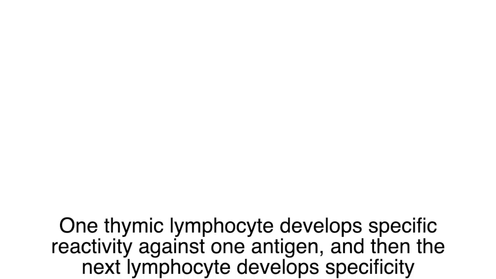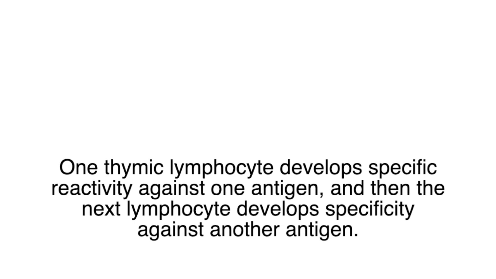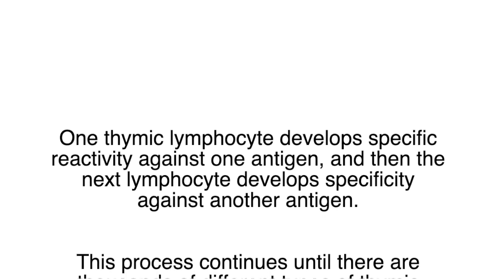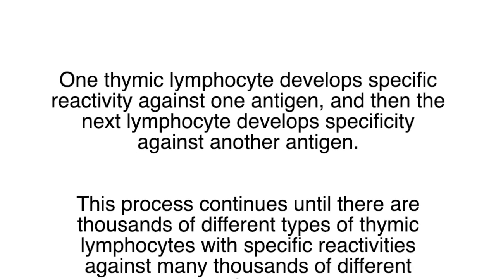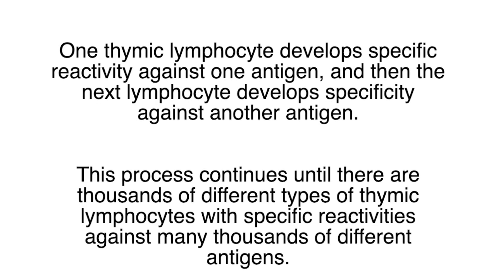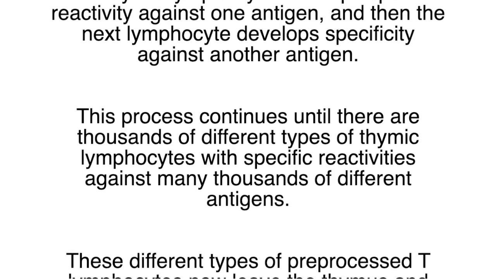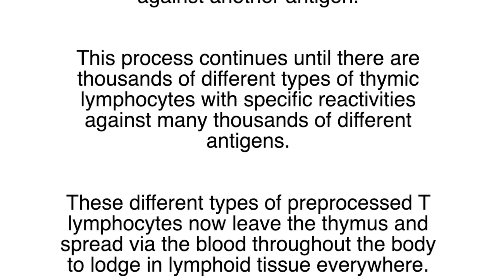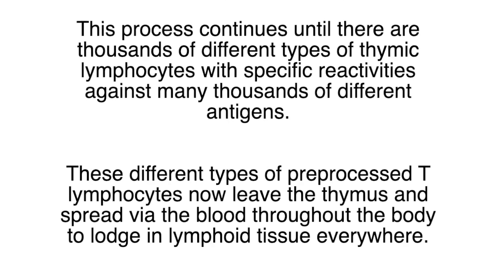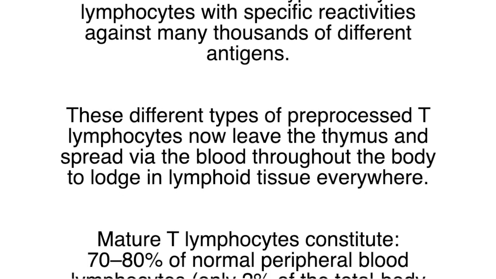One thymic lymphocyte develops specific reactivity against one antigen, and then the next lymphocyte develops specificity against another antigen. This process continues until there are thousands of different types of thymic lymphocytes with specific reactivities against many thousands of different antigens. These different types of pre-processed T lymphocytes now leave the thymus and spread via the blood throughout the body to lodge in lymphoid tissue everywhere.